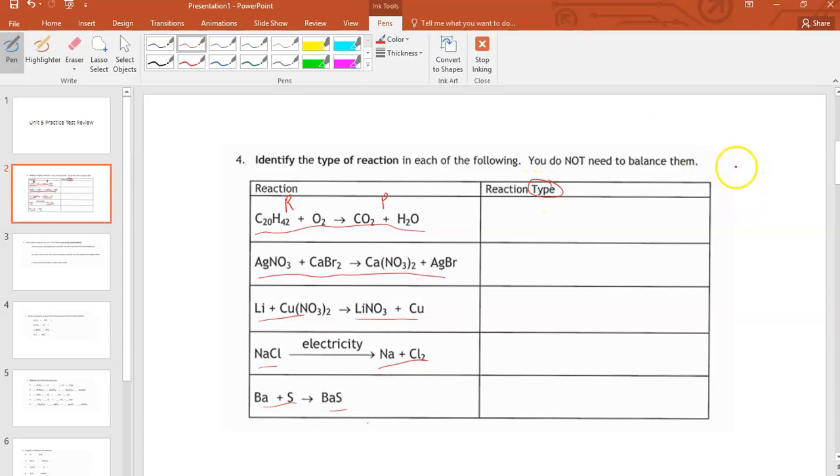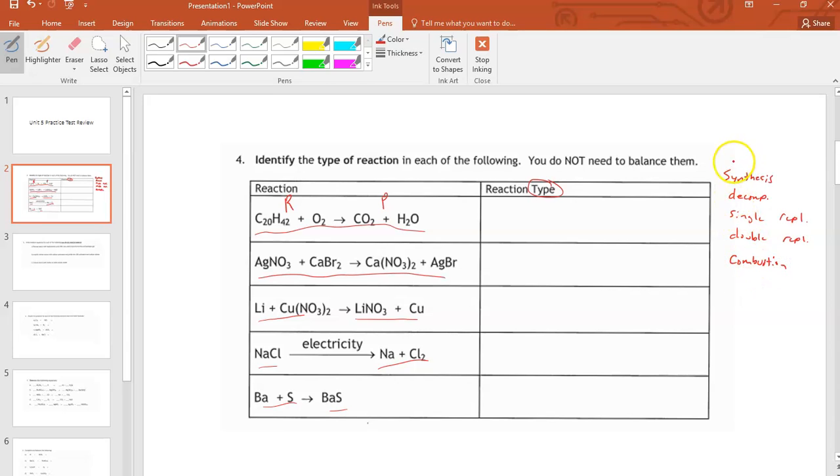And we have 5 types, and these will not be listed on your test, so you need to know what they are. We have synthesis, decomposition, single replacement, double replacement, and combustion.